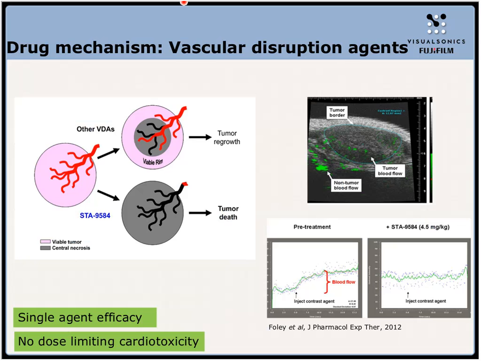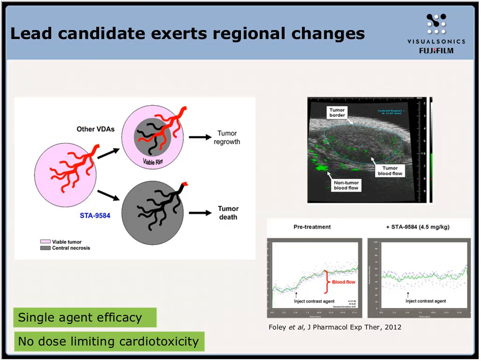So this is a schematic showing how they have improvised on other drugs as compared to their drug in inducing tumor death using that particular mechanism of drug action. Here's an image of a tumor that was used in their study, where they indicate the tumor margins clearly with ultrasound, and indicate the tumor blood flow, at least in this imaging plane, as compared to the non-tumor blood flow. Here is that same time intensity graph.